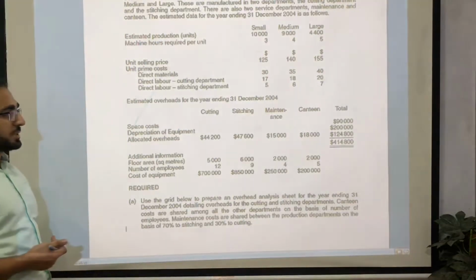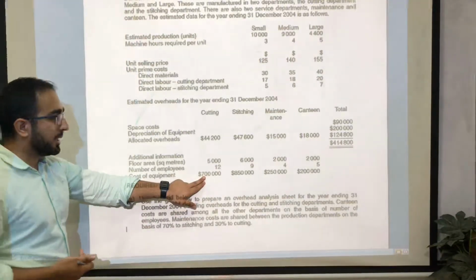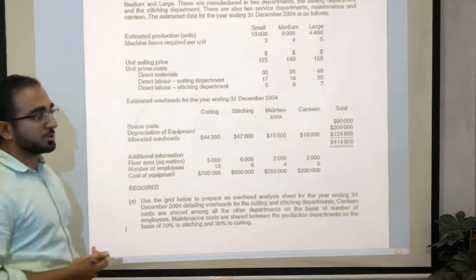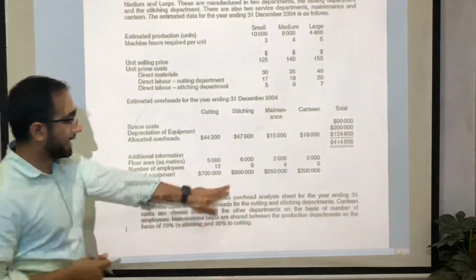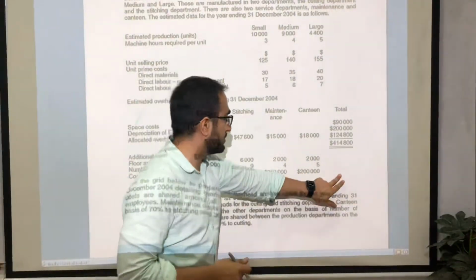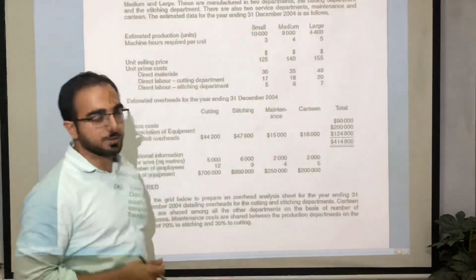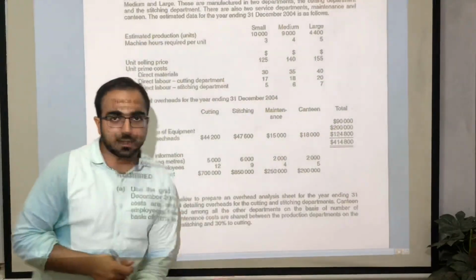So for the depreciation for cutting department, what would you do? 700,000 divided by 2 million into 200,000, which is 70,000. Then 850,000 divided by 2 million. 2 million is the total of this equipment into 200,000. In the same way, you will do it for the maintenance and the canteen department.